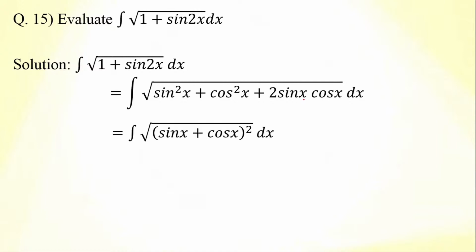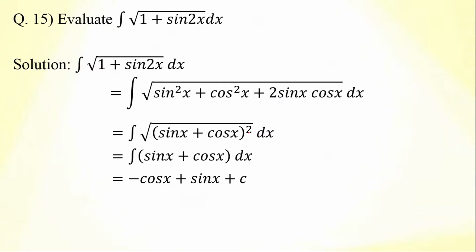Now, this function written in the square root, these three terms become square root of (sin x plus cos x) whole square. So this square root and this power 2 cancel each other and you have got integration of sin x plus cos x. So integral sin x is minus cos x, integral cos x is sin x, plus c. We have seen in the beginning of the session that they are standard functions and their derivatives or their antiderivatives are related in this particular manner.